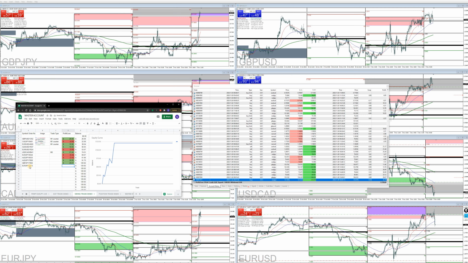And it is good for 30.78. Change it to green for good. There we go. All right, so that one's that. Euro Yen, that one's done. Take it out of my book.